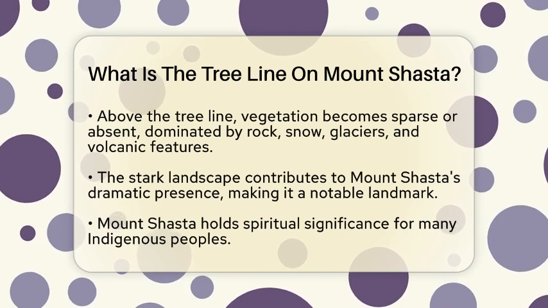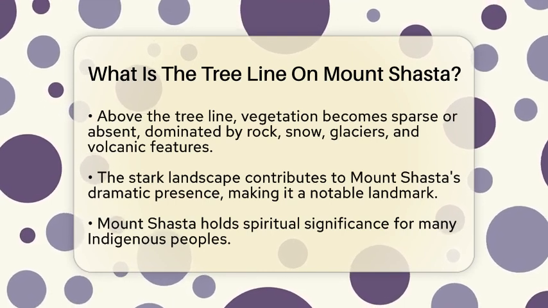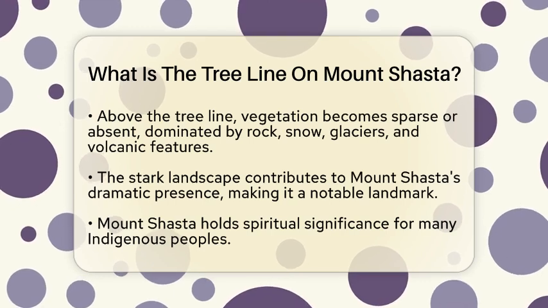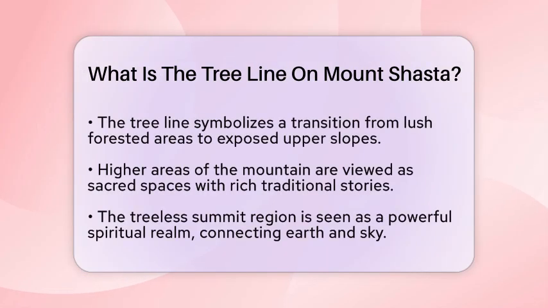For many Indigenous peoples, Mount Shasta holds deep spiritual significance. The tree line represents a transition zone between the lush, forested lower slopes and the more exposed upper slopes. These higher areas are often viewed as sacred spaces, rich with traditional stories and teachings. The treeless summit region, with its glaciers and volcanic activity, is seen as a powerful spiritual realm, symbolizing a connection between the earth and the sky.